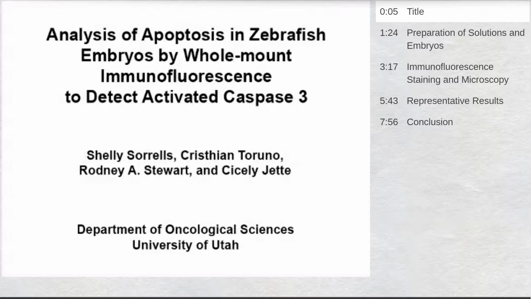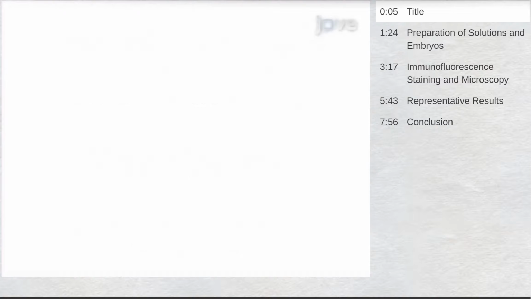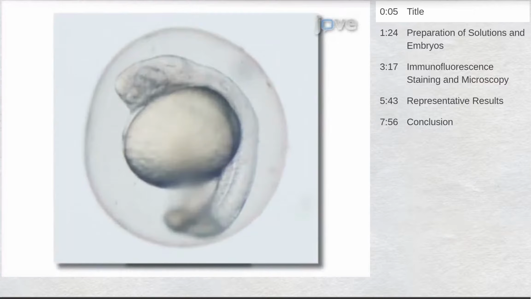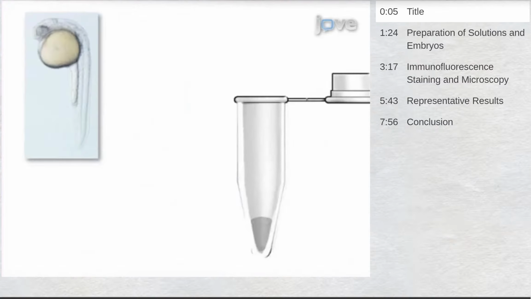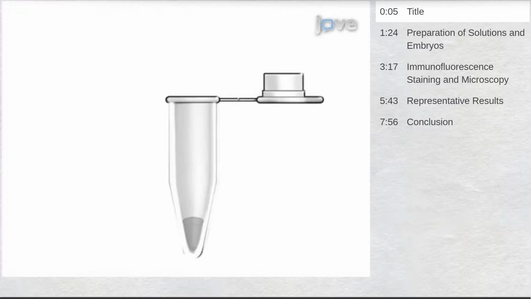The overall goal of this procedure is to analyze whole zebrafish embryos between the 4-cell stage and 32 hours post-fertilization for the presence and location of apoptotic cells. This is accomplished by first dechlorinating embryos at the desired time point. Next, the embryos are fixed and permeabilized.